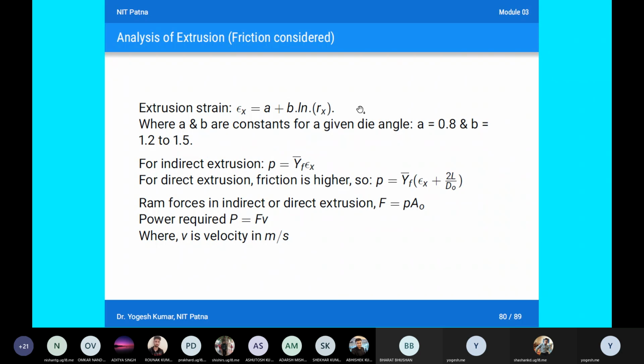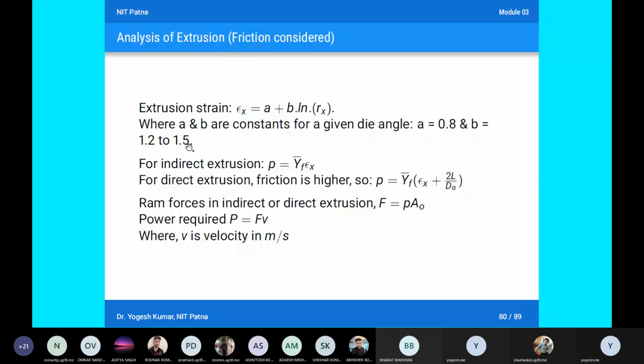Sir, your voice is not audible. Okay, there was some call, that's why my voice went. Now my voice is audible. Yes, sir. I think multiple people have unmuted their mics. Others please mute, only one person speak.